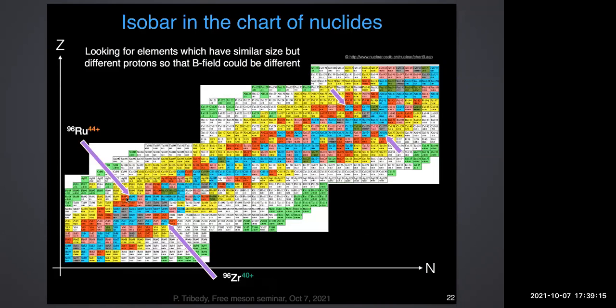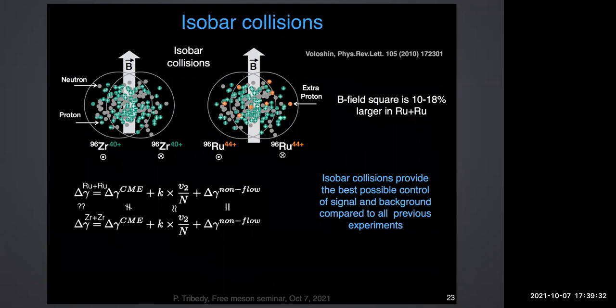But remember one thing, for the isobars you have to have a difference in the proton number. Your ultimate goal is, of course, you want to have the same size, but you want the magnetic field to be different between the two. So here come the isobar collisions. We are going to collide zirconium on zirconium at RHIC at 200 GeV, and compare it with ruthenium at the same energy. Remember, the ruthenium has 4 extra protons, so the magnetic field will be slightly larger.